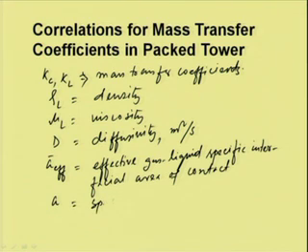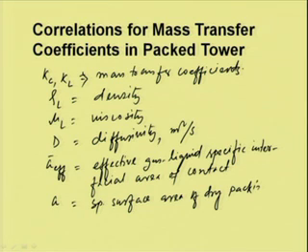Specific surface area of dry packing, say meter square per meter cube, and u is the superficial velocity.